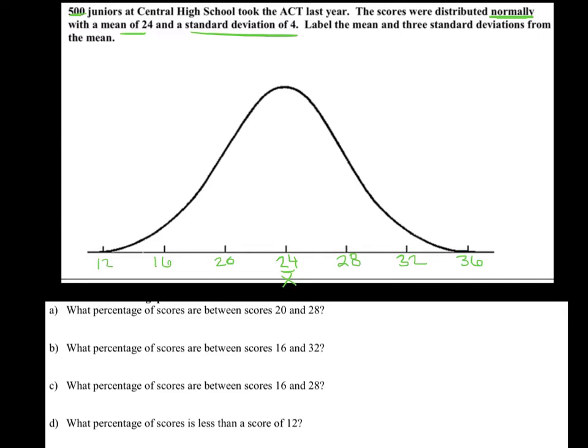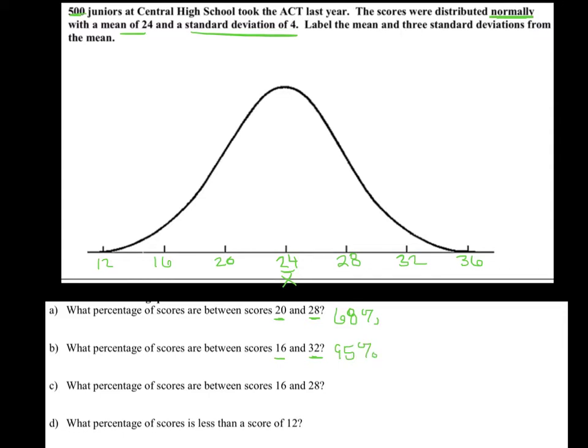So let's walk through these questions. First of all, what percentage of the scores is between 20 and 28? Now you'll notice the 20's one below, the 28's one above, so I instantly know, without even looking at my chart, I've memorized this one. I'm going to say 68 or 68.2%. The next one, they want to know what percentage is between 16 and 32. Well, the 16's 2 below, 32's 2 above, and again, just by memorization, I know that 95% of the data falls within 2 standard deviations.